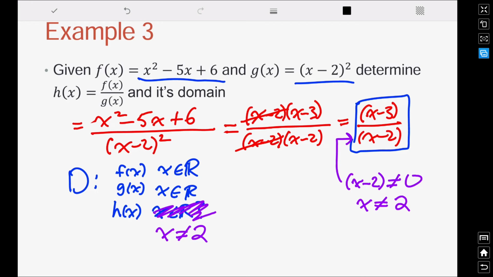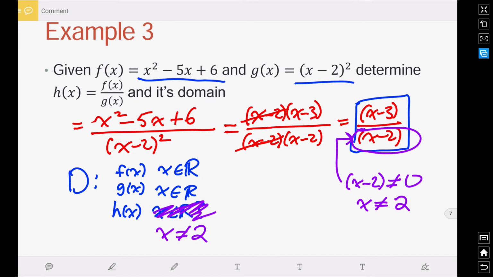There we go. Keep that in mind when dealing with quotients of functions. Just like other rational functions, you must take into account that the domain is going to be restricted, in addition to whatever the domain of the denominator function is. Wherever the denominator function is equal to 0 must also be a restriction. So keep that in mind when you are asked to find the domain.